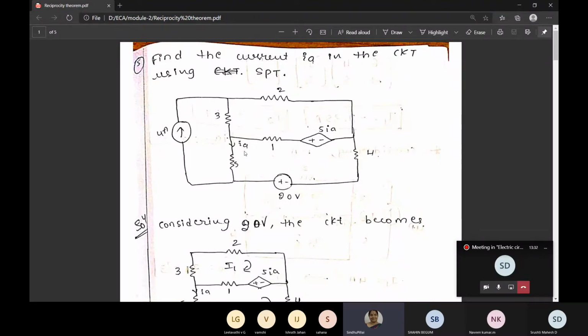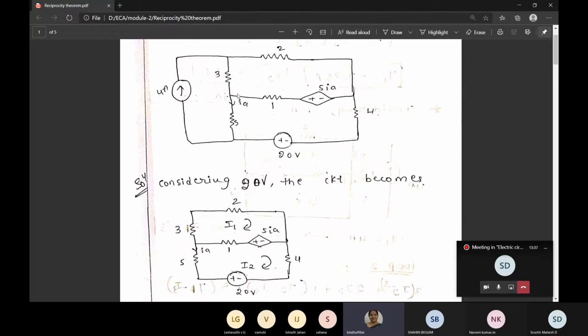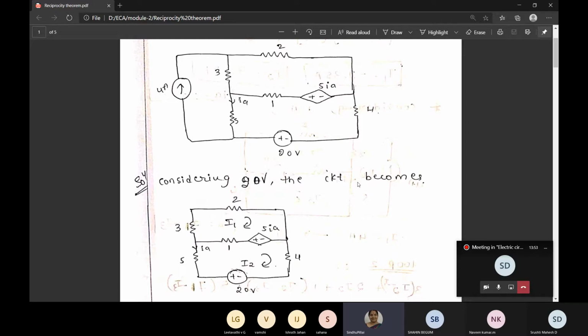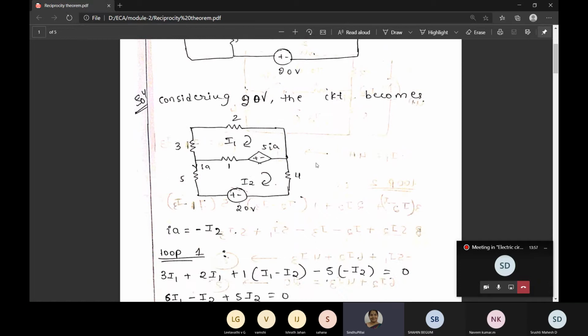So this is the IA, the current in the 5 ohm branch. In this branch you have to find the current IA. First we'll consider 20 volts. When I consider 20 volts, the next source left is 4 amps. The 4 amps is a current source, so it should be open circuited. We will remove this 4 amps completely. So when considering 20 volts, the circuit is as shown below.